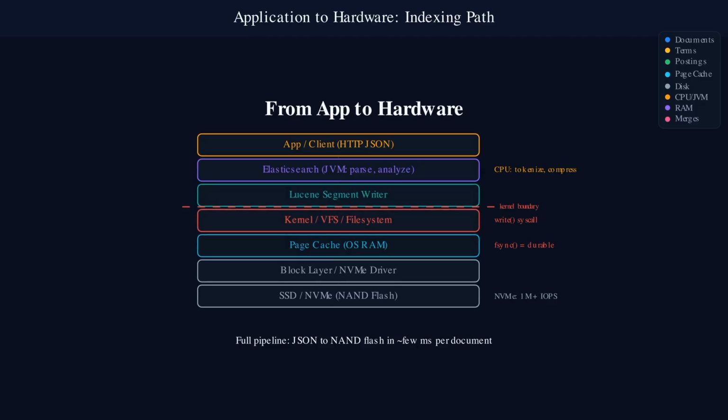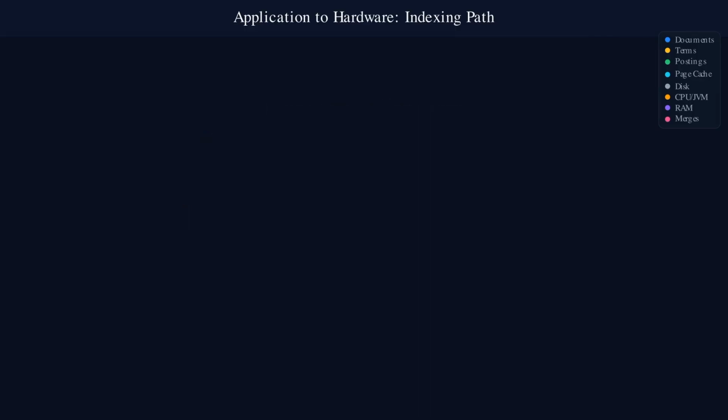An fsync system call forces the write to be durable. Below the kernel sits the block layer and the storage driver. On modern NVMe SSDs, parallel I/O queues handle thousands of operations per second with sub-millisecond latency. This entire pipeline, from JSON to NAND flash, takes just a few milliseconds per document.